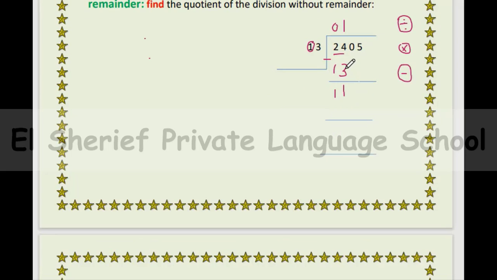Okay, and bring down 0. So we write here 0. Okay, so the last step is down. First we divide, then multiply, then minus, then down. Okay, so 110 divided by 13.